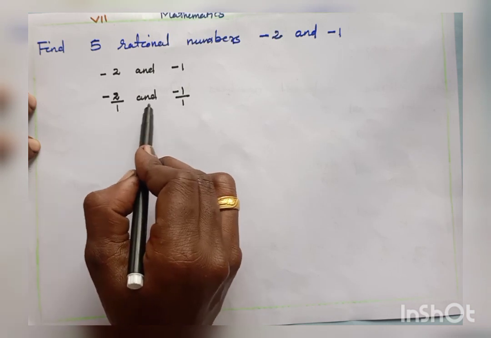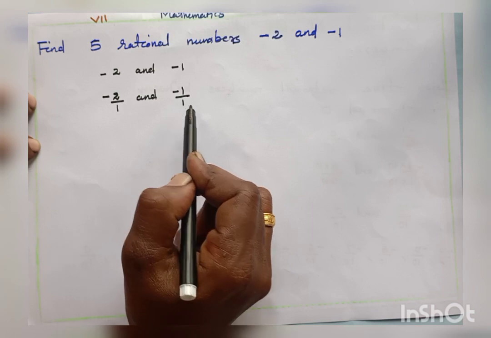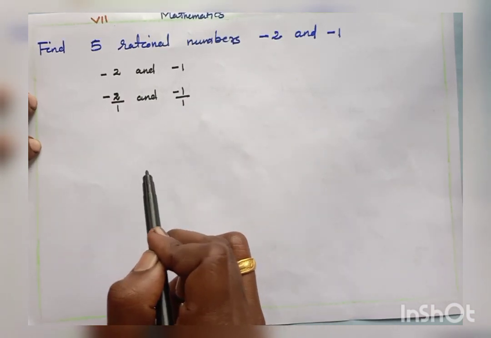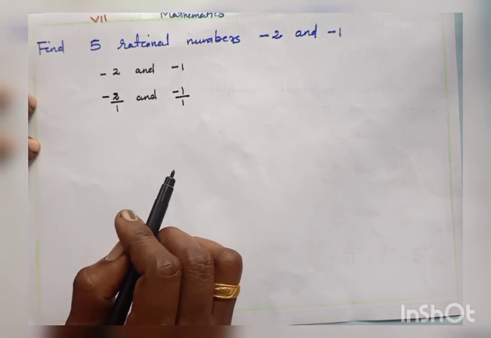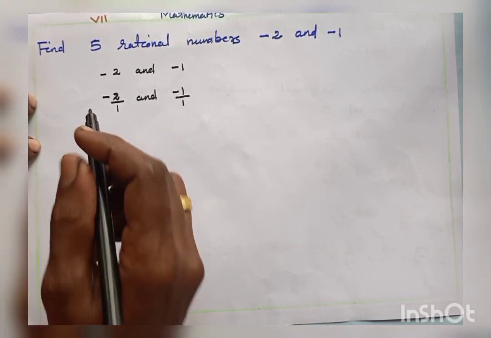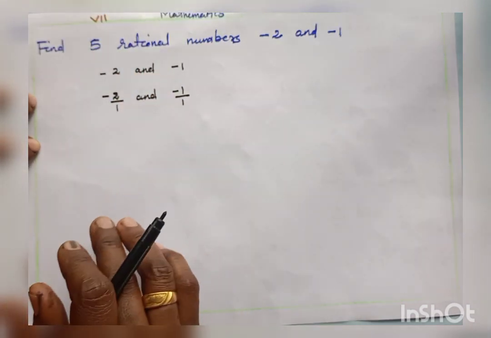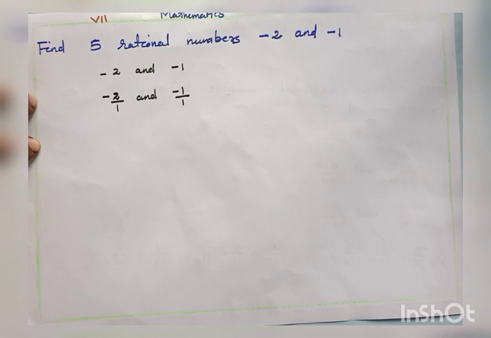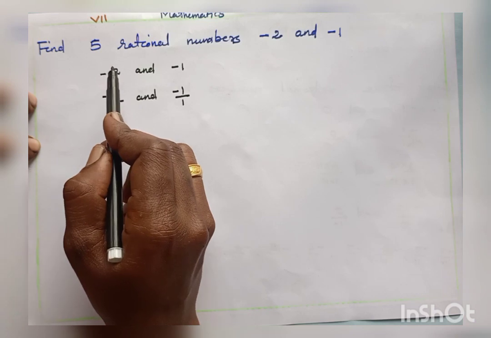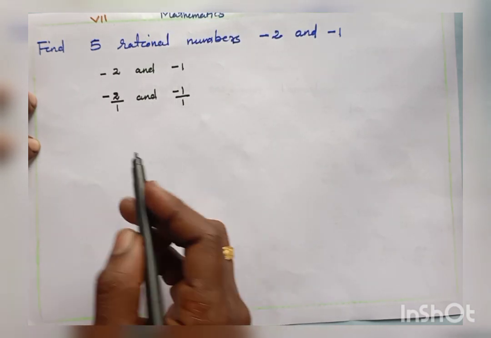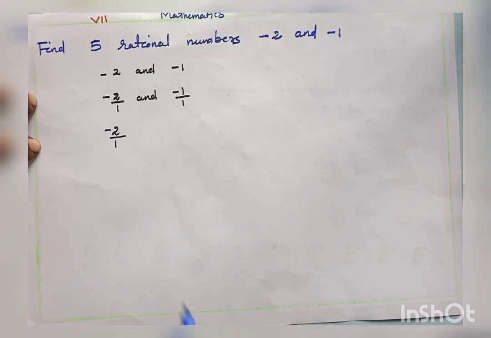Then we know no rational number lies between minus 2 by 1 and minus 1 by 1. If we change into equivalent rational numbers, we can find uncountable rational numbers lying between these two rational numbers. Okay, then change into equivalent rational numbers. Multiply both numerator and denominator by a common number. So here we want 5 rational numbers, so multiply by a number more than 5. Easy multiplication: 10. Multiply both numerator and denominator by 10.